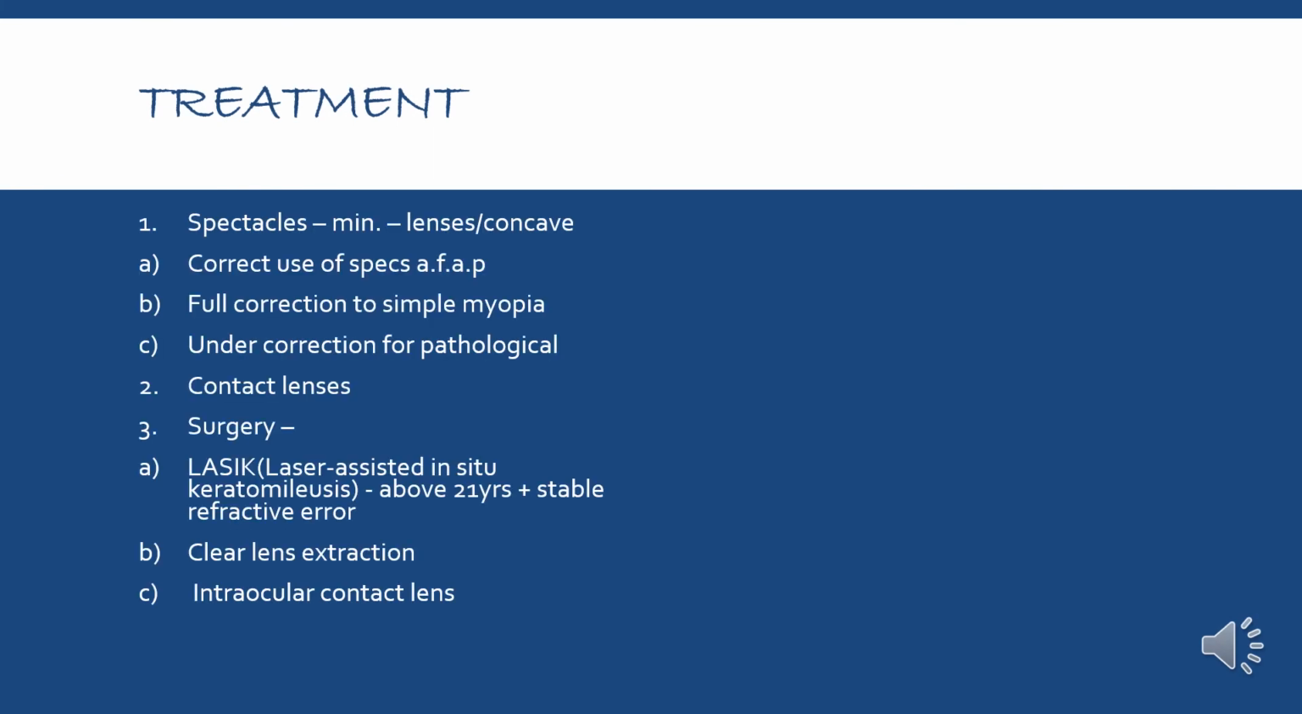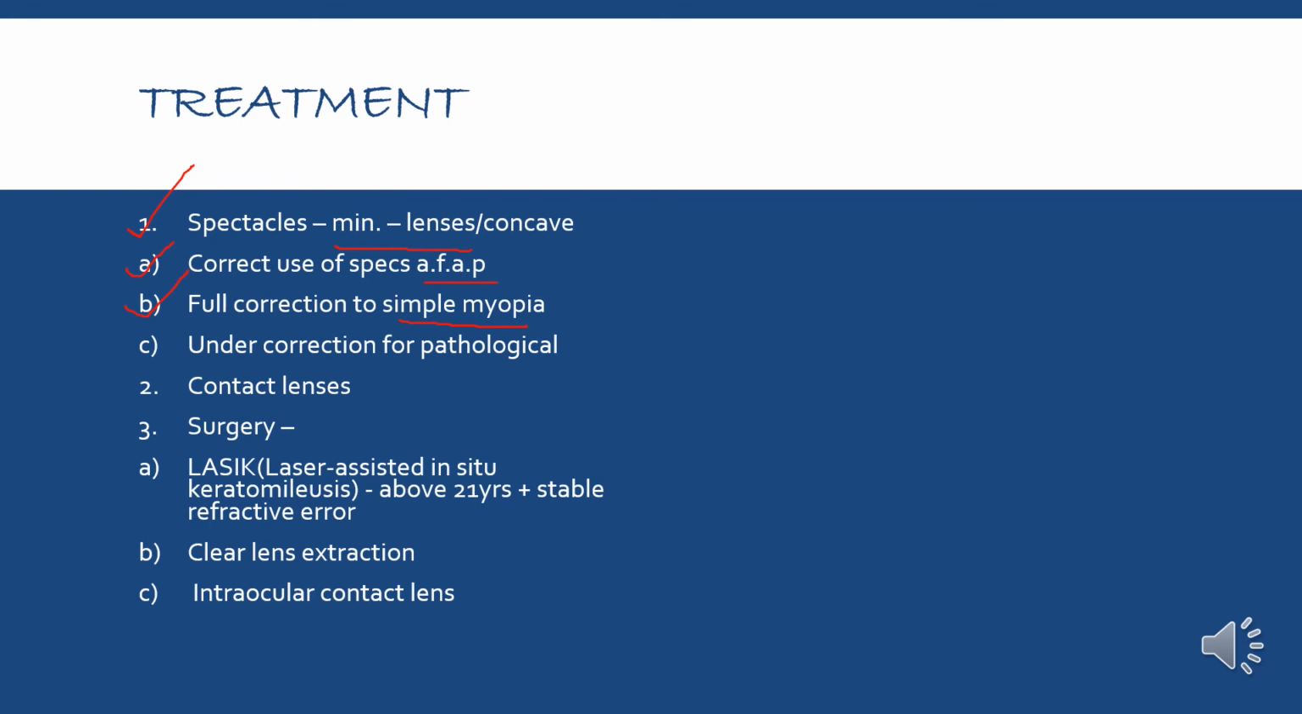Treatment for myopia. The first is optical treatment with concave lenses, that is minimum minus lens. The patient should be asked to use it properly for as far as possible. Full correction should be given in simple myopia from 3 years and above to 30 years. Beyond that, you can undercorrect, as patients older than 30 years are not able to tolerate a full correction over 3 diopter if they have never worn glasses before.